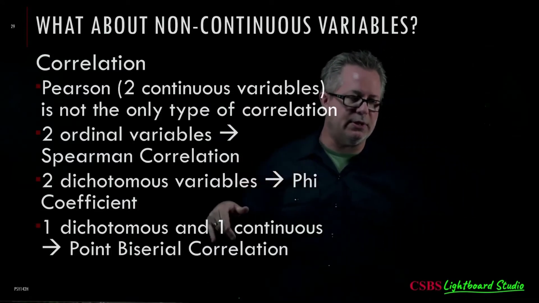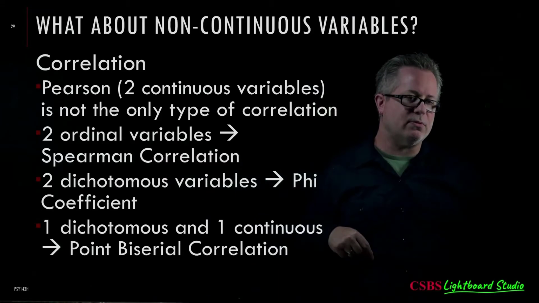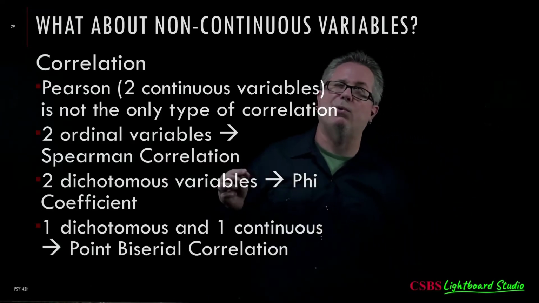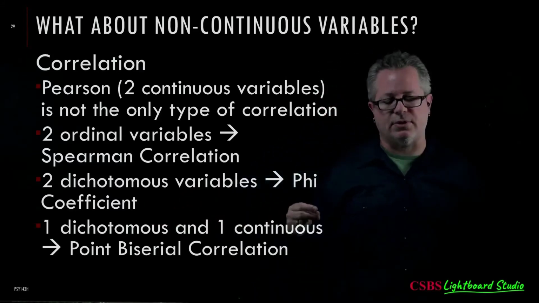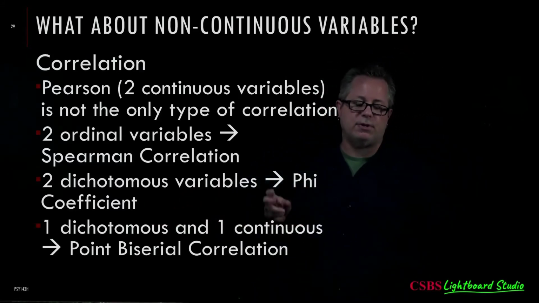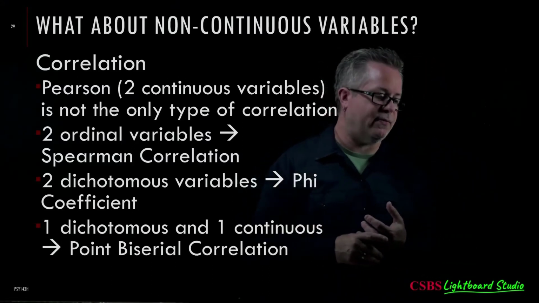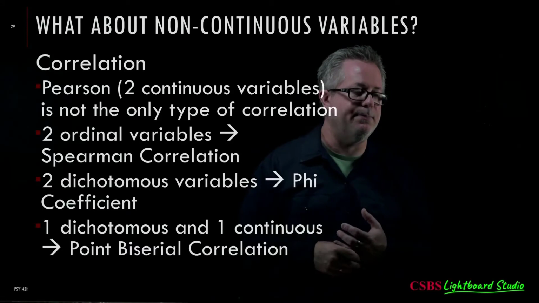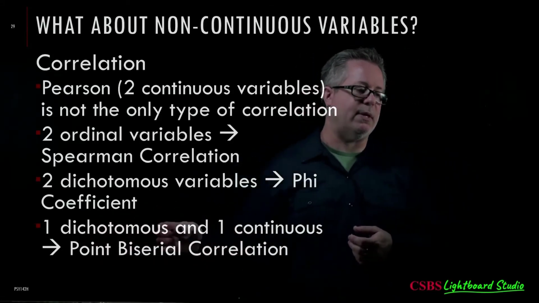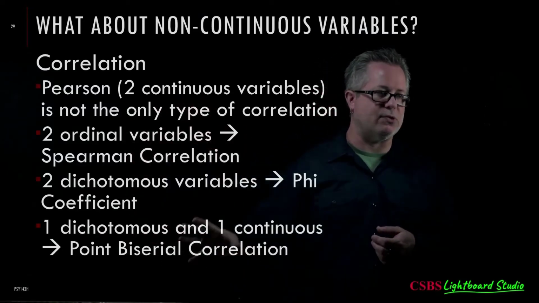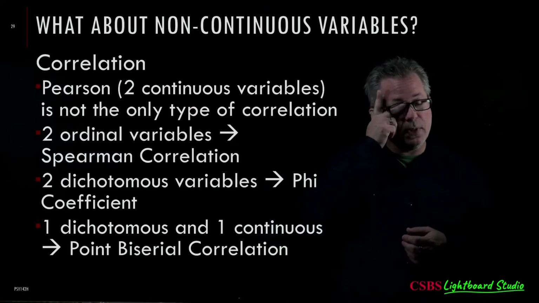I'm not going to go too much into detail about these, but there's a Spearman correlation when you have two ordinal variables. It's called the Spearman rank order correlation. If you have two dichotomous variables, there's a correlation called the phi coefficient that tells you how related they are. It's very similar to doing a chi-square test of independence, where it tells you if they're related. And you can even have one dichotomous and one continuous, which is called a point biserial correlation. So there are other types of correlations where you can have non-continuous variables involved.